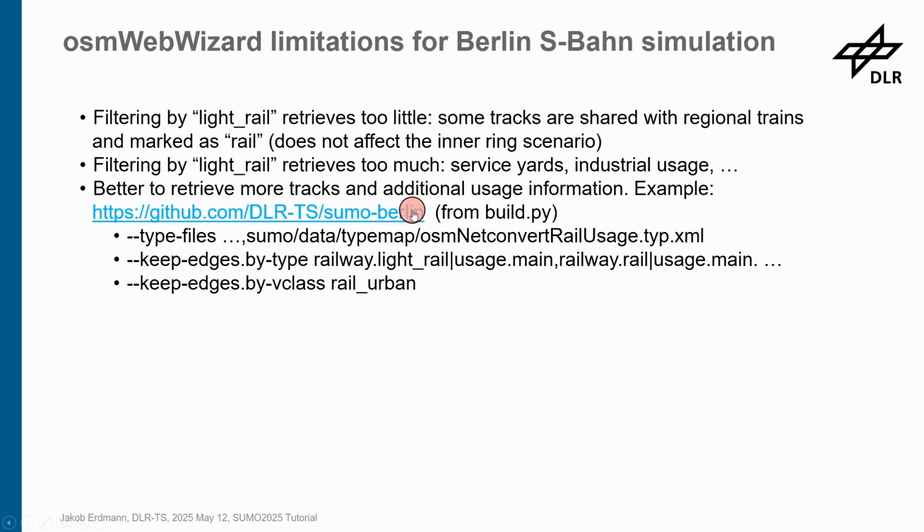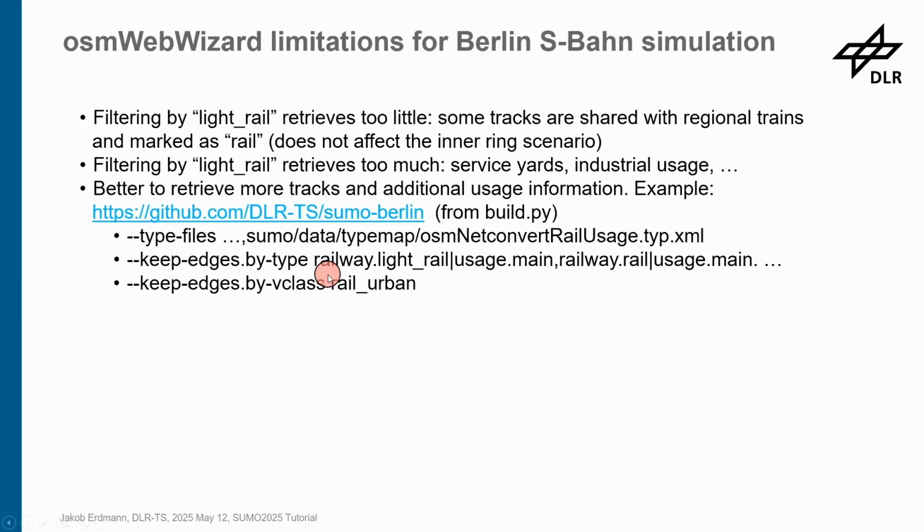So what you can actually do is import from OpenStreetMap some usage classification of the tracks, things like a main line or a service yard. You do this by loading another type map when you import your data. It's called osmNetconvert rail usage, and then all the tracks in the network will have this additional marker that says what they are used for. And then you can do a lot smarter filtering.